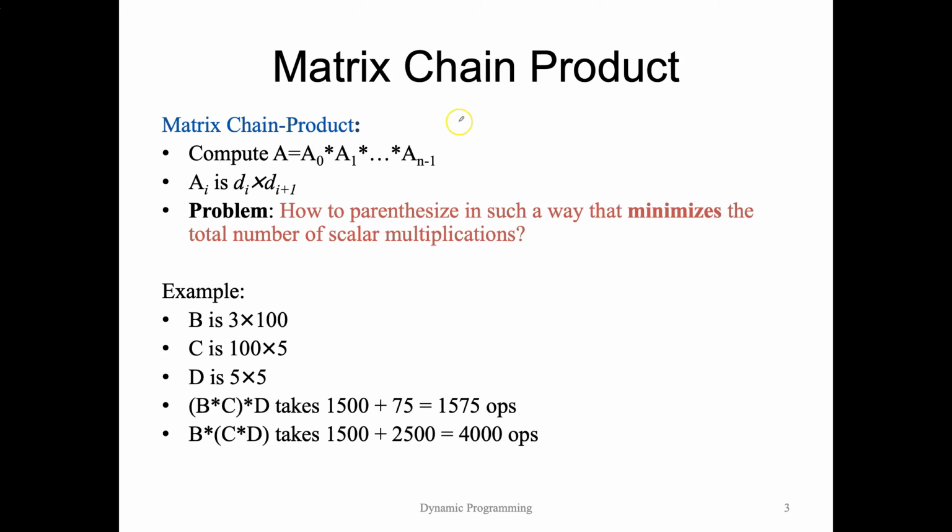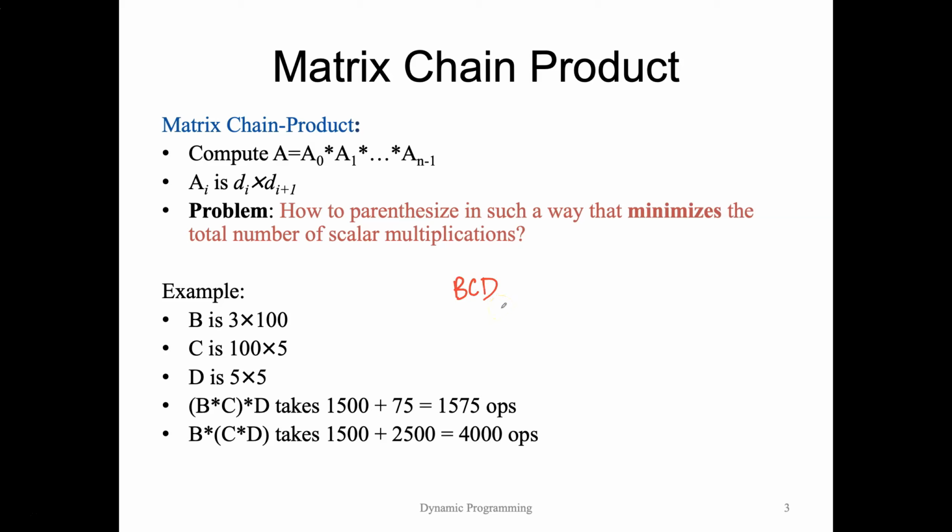So for example, let's say we've got these three matrices, B, C, and D, and they each have different dimensions. B is a 3 by 100 matrix, C is a 100 by 5, and D is a 5 by 5 matrix. Now we've got a few ways that we could multiply them. So we've got B times C times D.